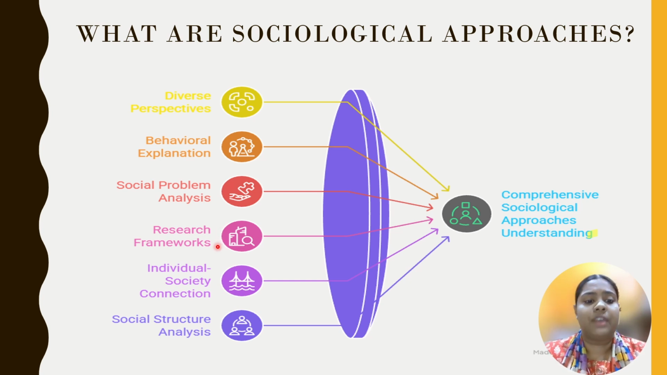Now, research work framework. Here, the sociological approaches help sociologists in their research work. Individual, society, and connection. Here it tells the relationship between the individual and the society, and how an individual affects society and how society affects an individual's working. Now, social structure analysis. Society is divided into big parts like economy, family, friends, government. It helps us to study all these departments.